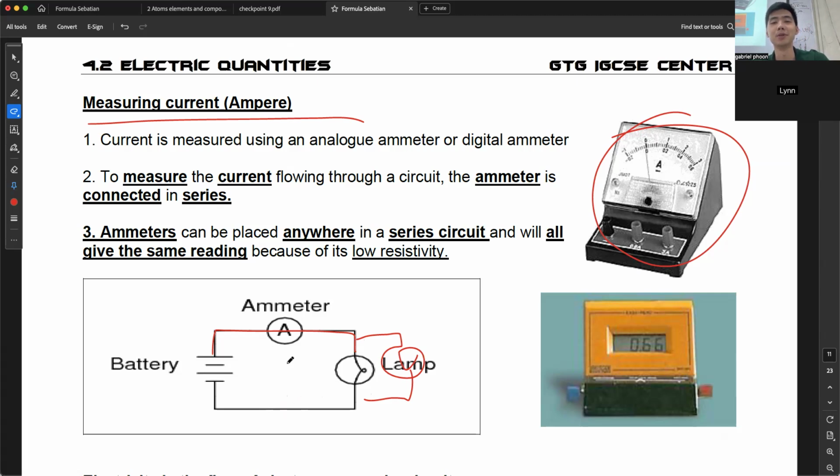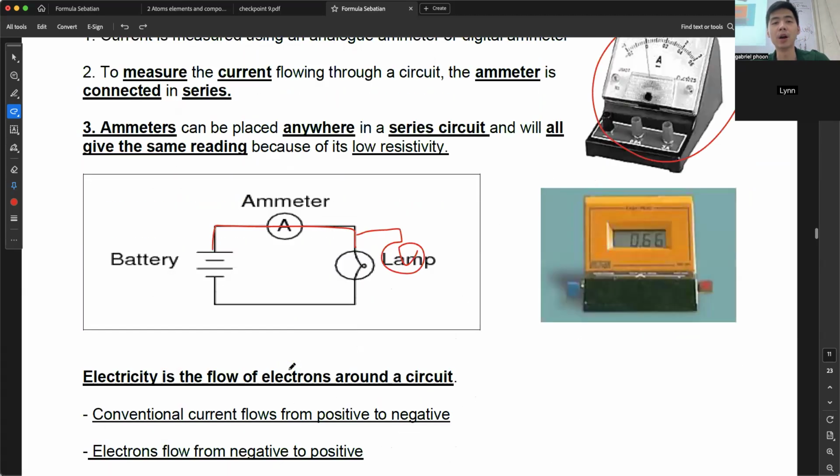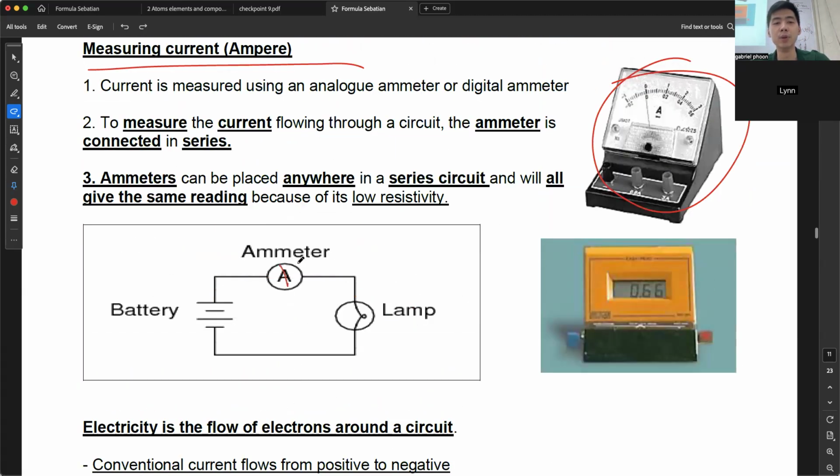Now, yes, please try to remember now. It will not work the other way around. If let's say you have a voltmeter here and then you have an ammeter here, it will not work. Ammeters must be in series. Voltmeters must be in parallel. That's a must. They will not test you why it is like that, but you need to know that they're in series and parallel for ammeters and voltmeters.